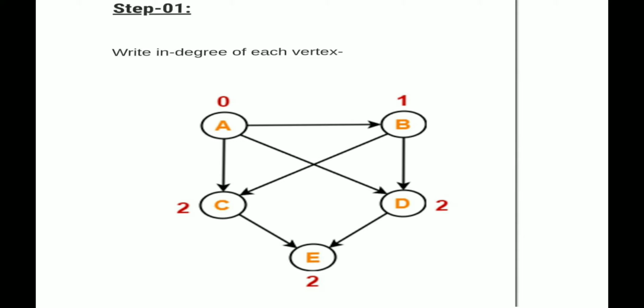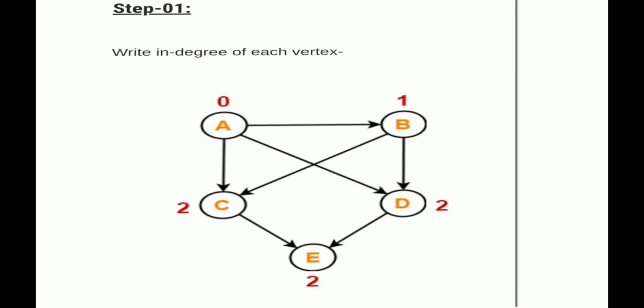Suppose in this graph, if I consider the vertex A, the vertex A doesn't have any incoming edges, so in degree is 0, and vertex B has only one incoming edge. That incoming edge is coming from vertex A. Vertex C has two incoming edges. One edge is coming from vertex A and another edge is coming from vertex B. Hence the vertex C has two incoming edges.